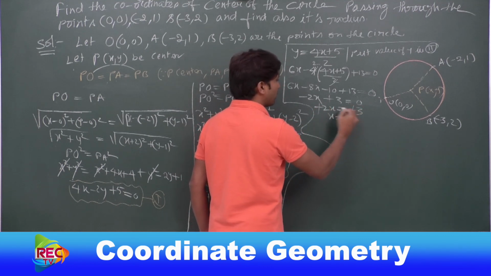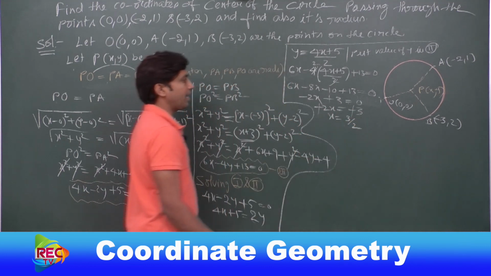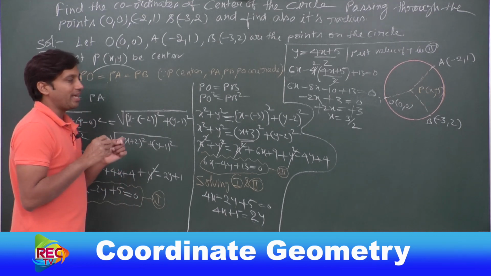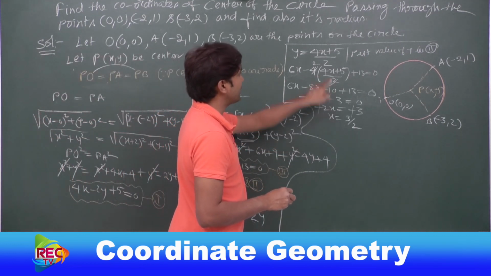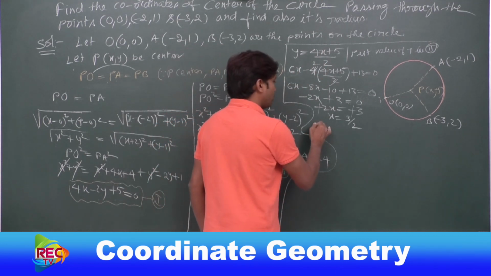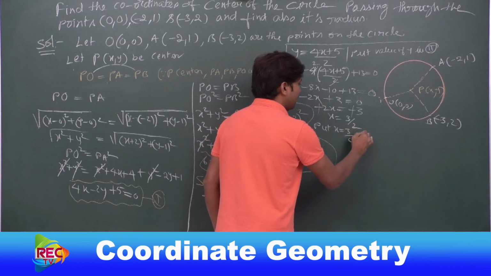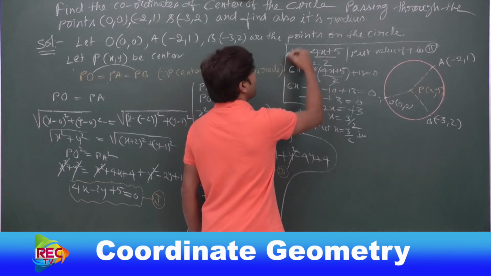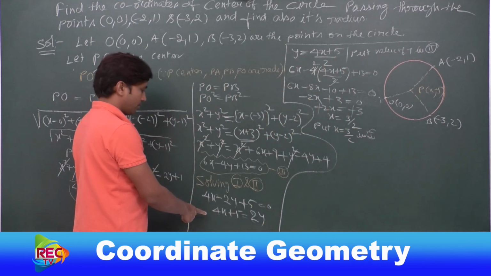So x equal to what? 3 upon 2, this 2 will come down. So we got the value of x and we need to find out the value of y. Just put this again in this equation. Put x equal to 3 by 2 again in this value, in equation 1 only.